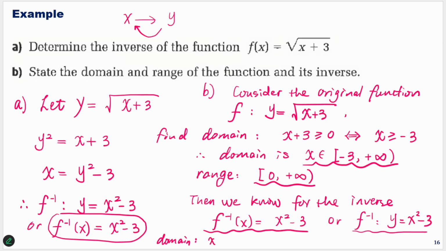So in this case, the domain is x belongs to 0 to positive infinity, and the range is y belongs, okay, we forgot a y here. y belongs to the interval from -3 to positive infinity. You get it? Okay, have a look at this question. Make sure you are clear with everything.